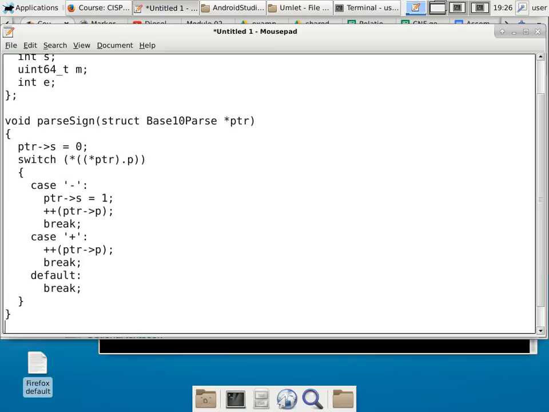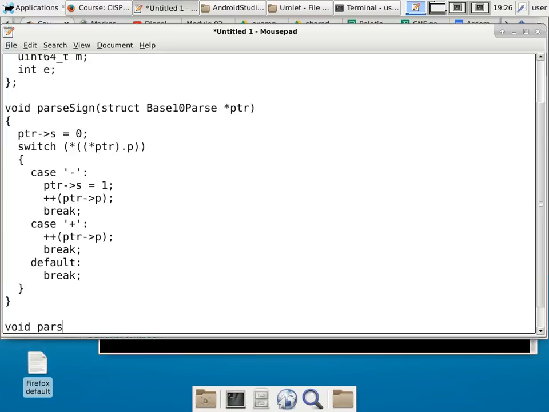Any questions about parse sign? So I'll give you one more freebie, which is parsing the first part of the mantissa up to the decimal point, or the E, or the unknown character. We don't know how it's going to end. We just know that it's going to end with a non-digit. That's all we need to know. Okay? So with this one, I think all the parsing stuff can be done relatively quickly. So I'm going to say this is parse mantissa. Struct base 10 parse PTR.